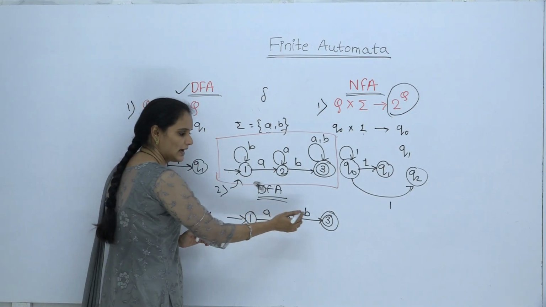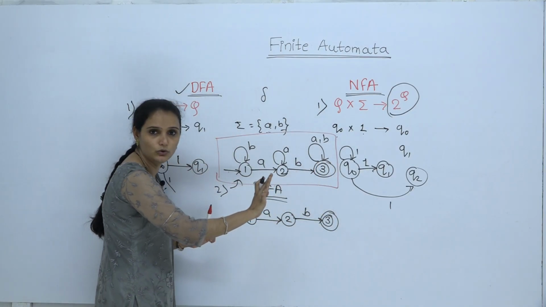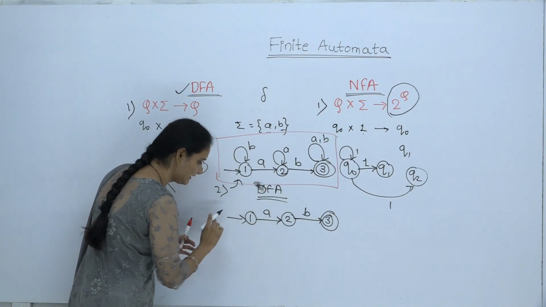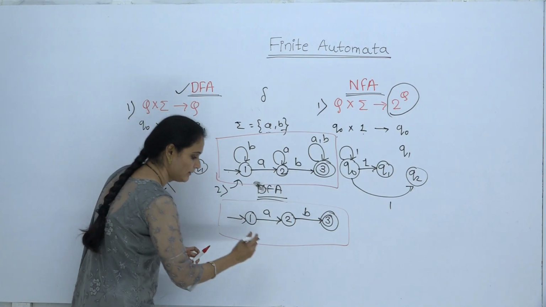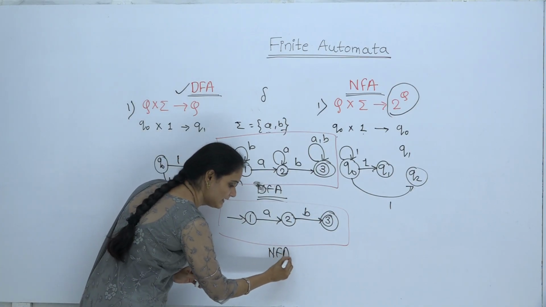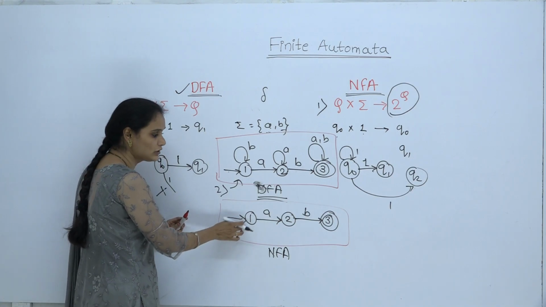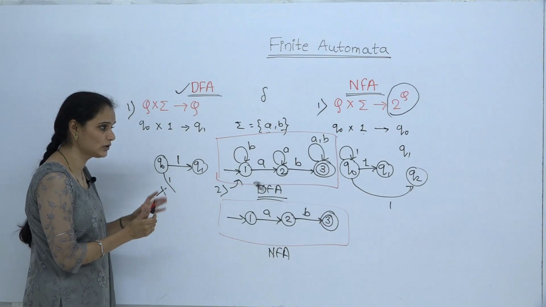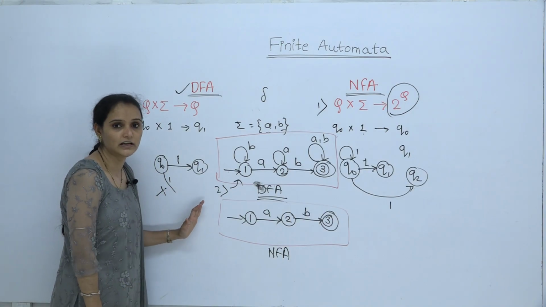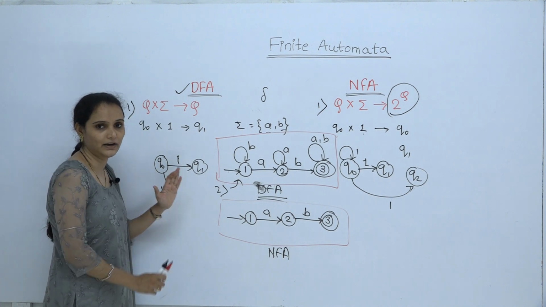Also at 3 we have given A and B, and I don't want to give the loop either. So that diagram is called an NFA. But it is not called a DFA because it doesn't cover the rules of the construction of DFA. So these are the two important rules which are necessary for the construction of DFA and NFA.